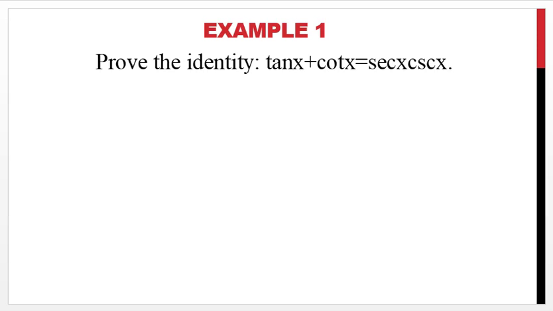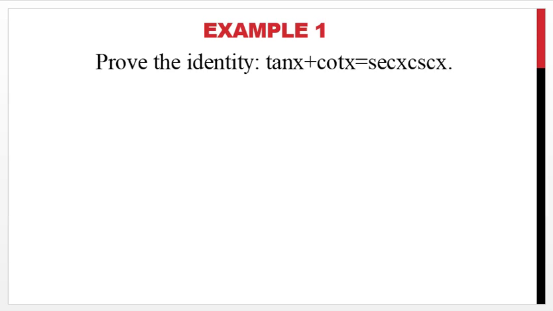So here's our first example. You can see that I have on the left-hand side of the equal symbol, this is the statement I'm going to be working with. I want to manipulate tangent of x plus cotangent of x and keep doing substitutions and operations on it until it ends up looking like this right-hand side, secant of x, cosecant of x.